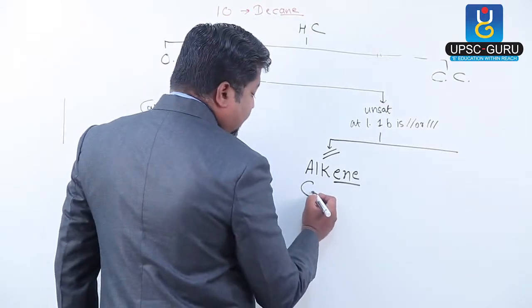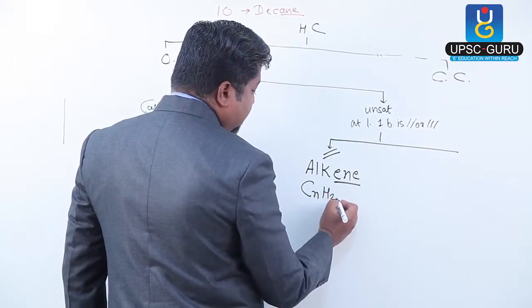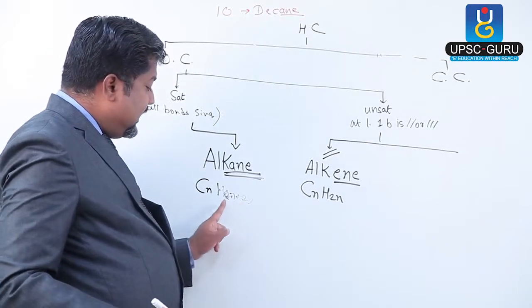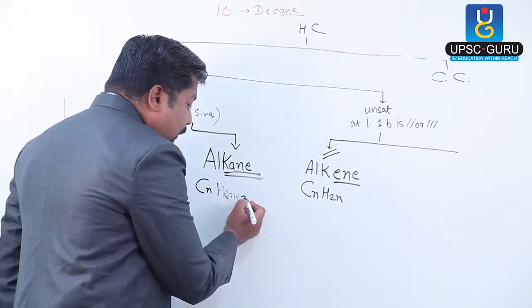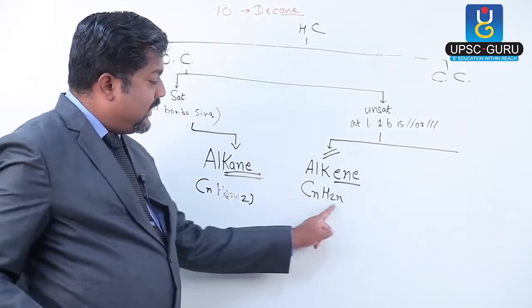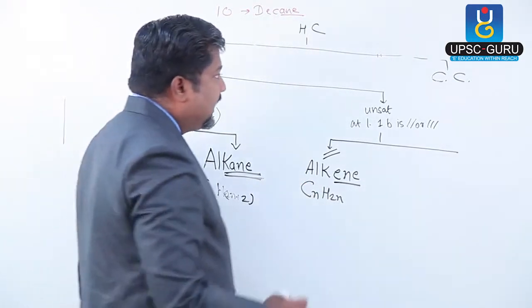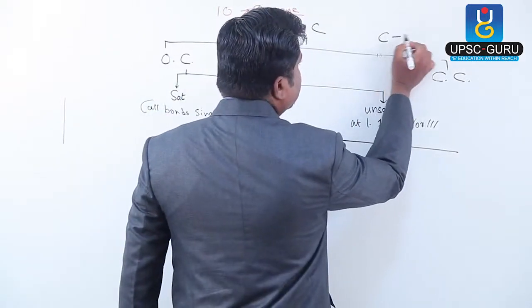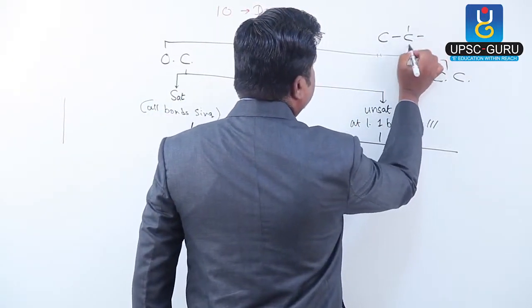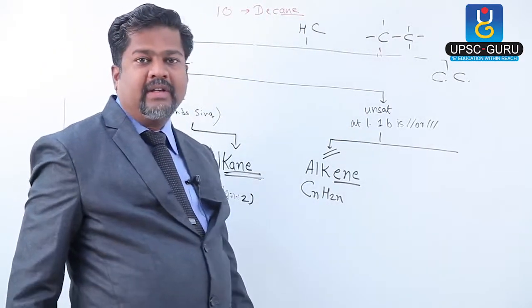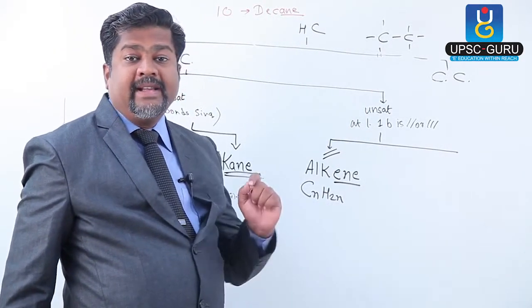The formula is CnH2n. So here we are getting CnH2n plus 2, whereas here we have the formula only CnH2n. That plus 2 is removed. Why? See, there is carbon carbon. So as two carbon atoms are there, we are calling that ethene.